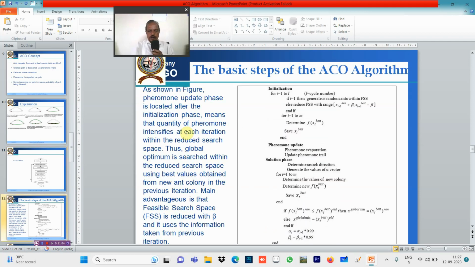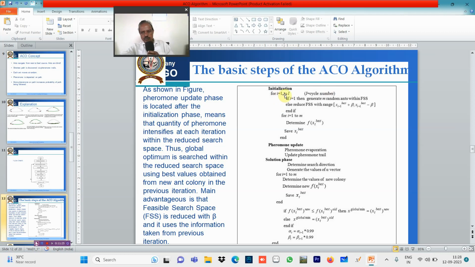Then we go for the basic steps of the ACO algorithm. Here you can see in this figure, the pheromone update phase is located after the initialization phase, which means that the quantity of pheromones intensifies at each iteration with the reduced search space. Thus, global optimization. Okay, so all the explanation is given here.